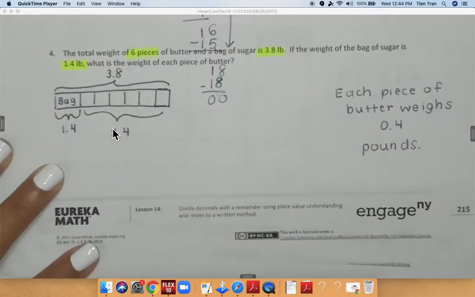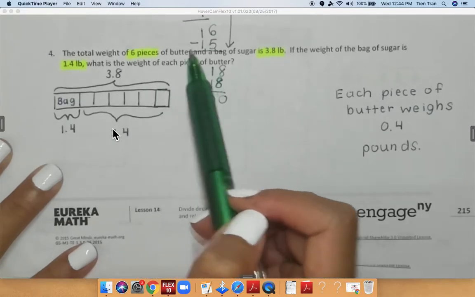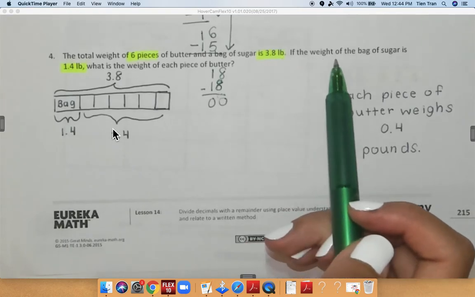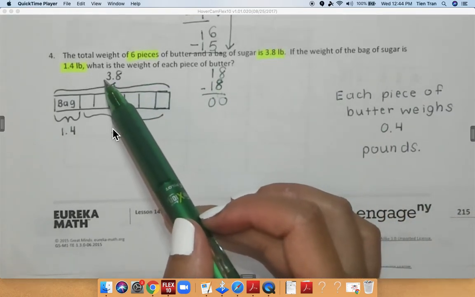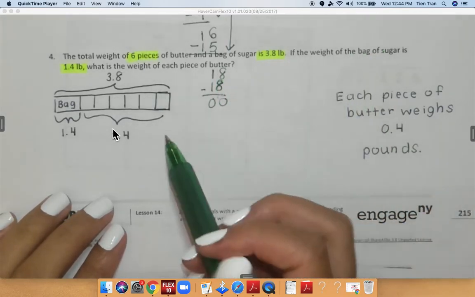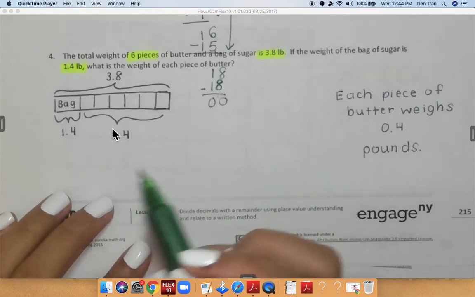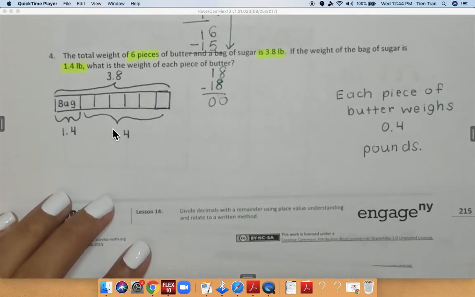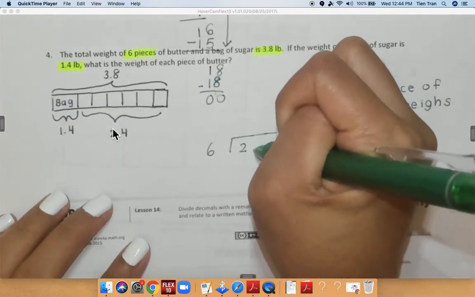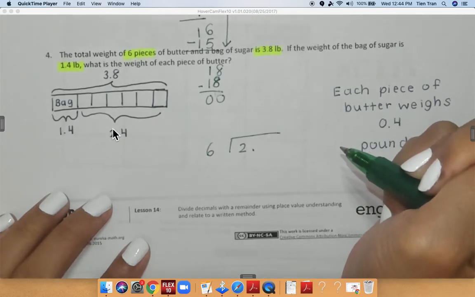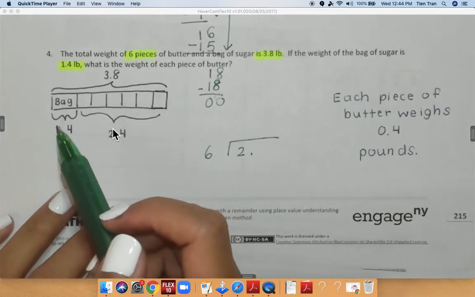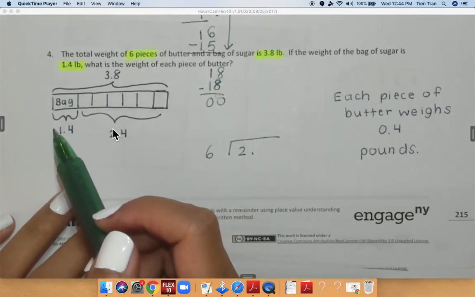For problem number 4, it asks you here, the total weight of 6 pieces of butter and a bag of sugar is 3 and 8 tenths pounds, or 3.8 pounds. If the weight of the bag of sugar is 1.4 pounds, what is the weight of each piece of butter? So what I'm going to do is I'm going to divide, right? So I am dividing my number to figure out what my answer would be. Well, the first thing I need to figure out is how much it would be if I were to subtract.